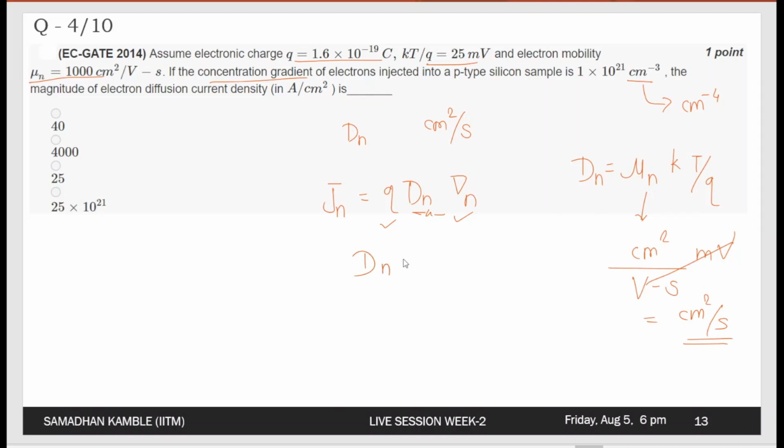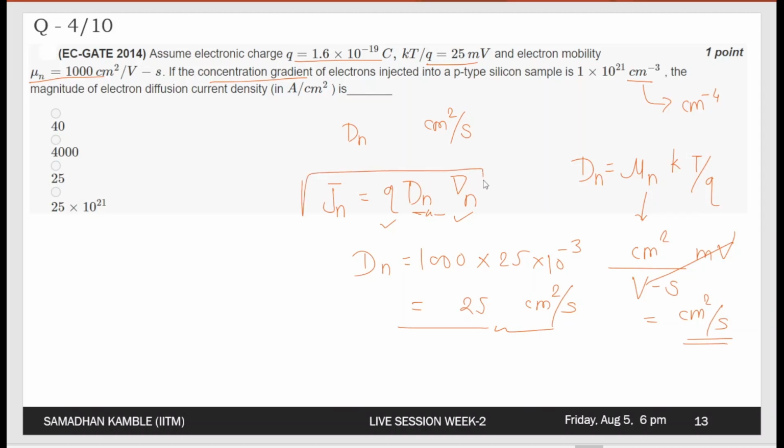So for the diffusion coefficient, the mobility is given as 1000 centimeter square per volt second, times our kT by Q value, that is 25 times 10 to the power minus 3 volts. So we'll have our diffusion coefficient given as 25 centimeter square per second.